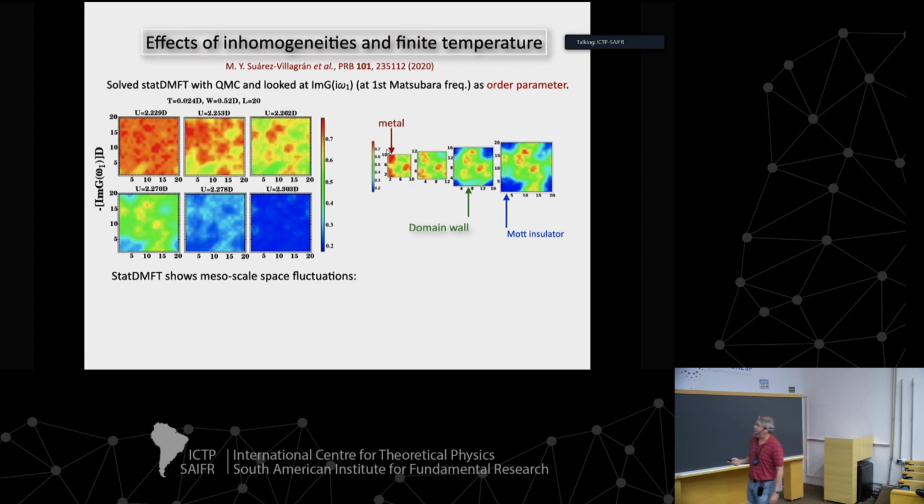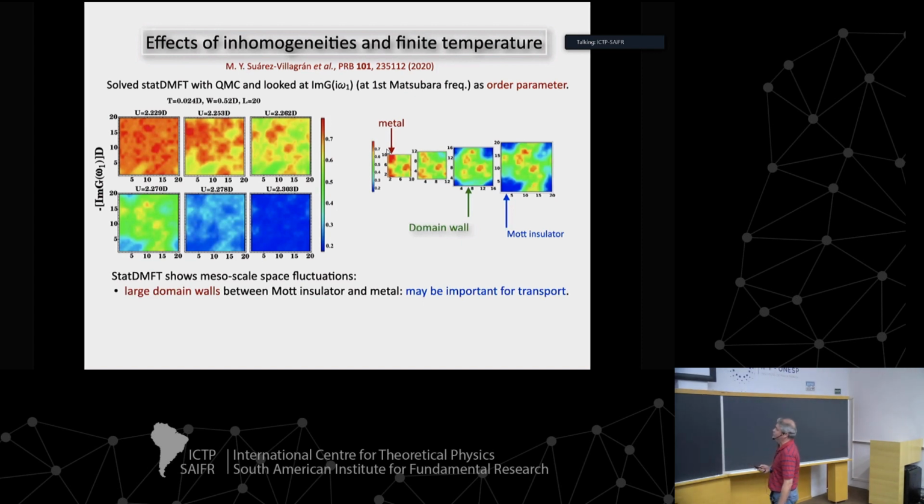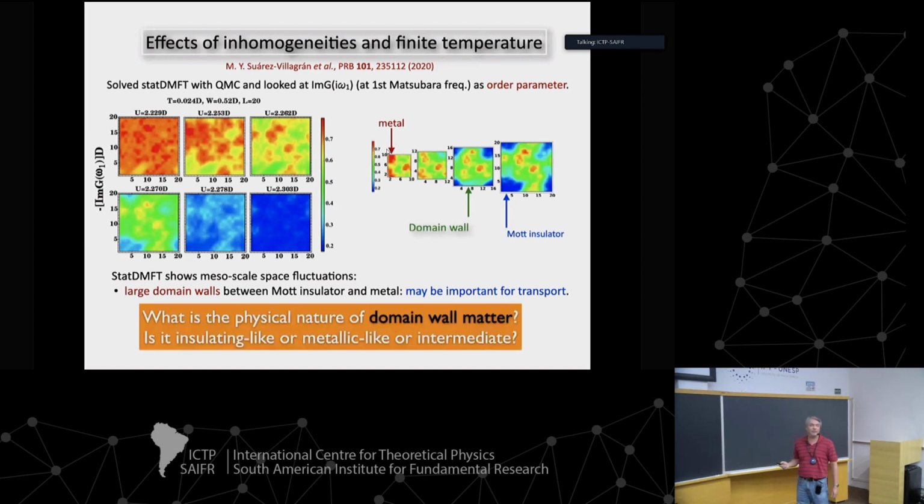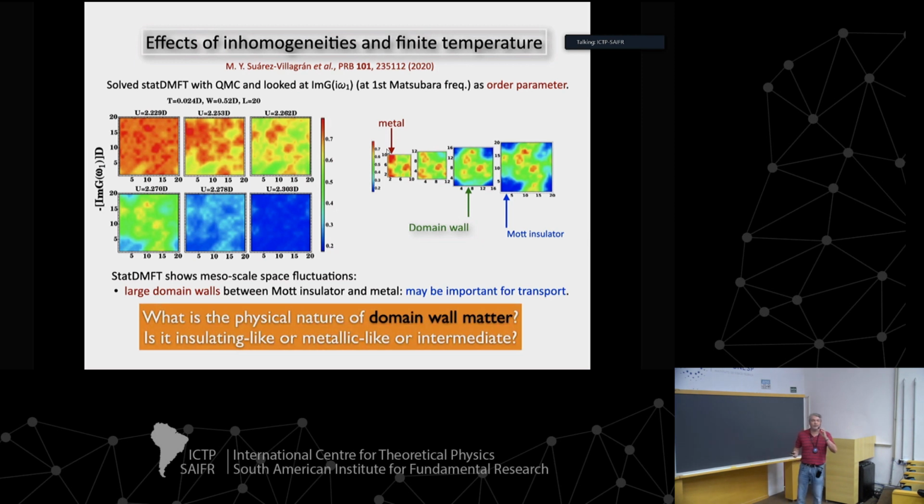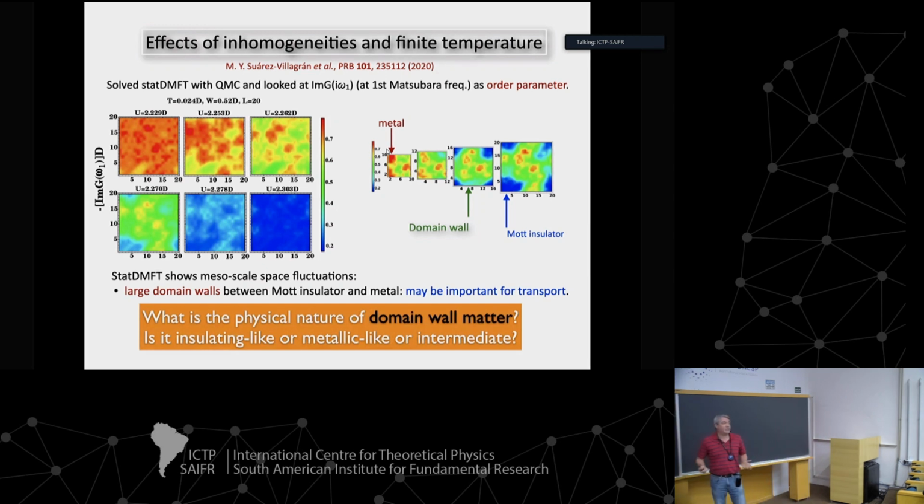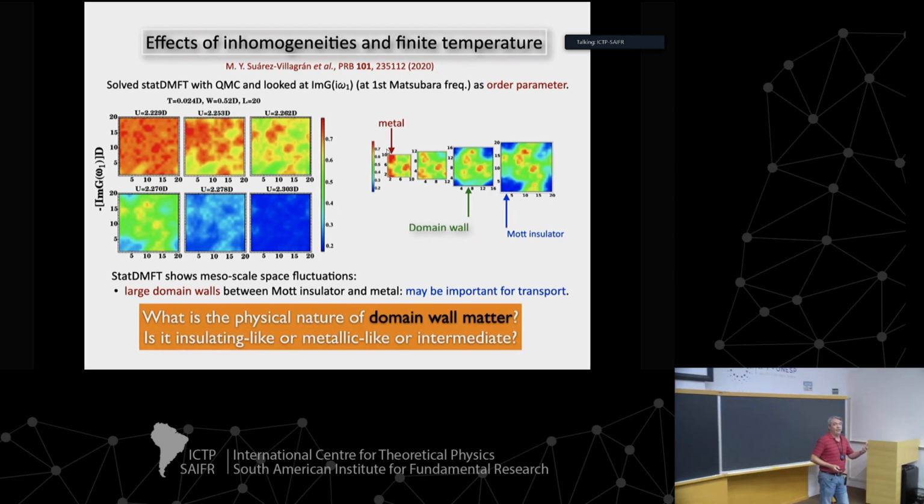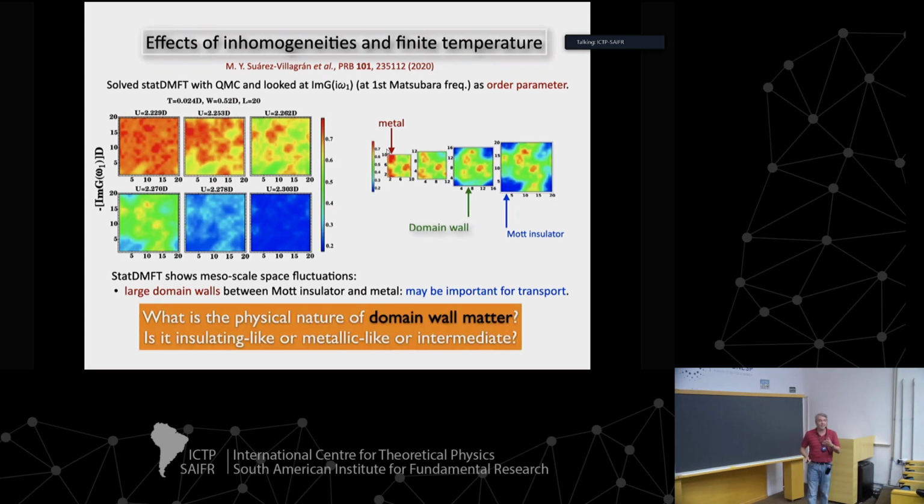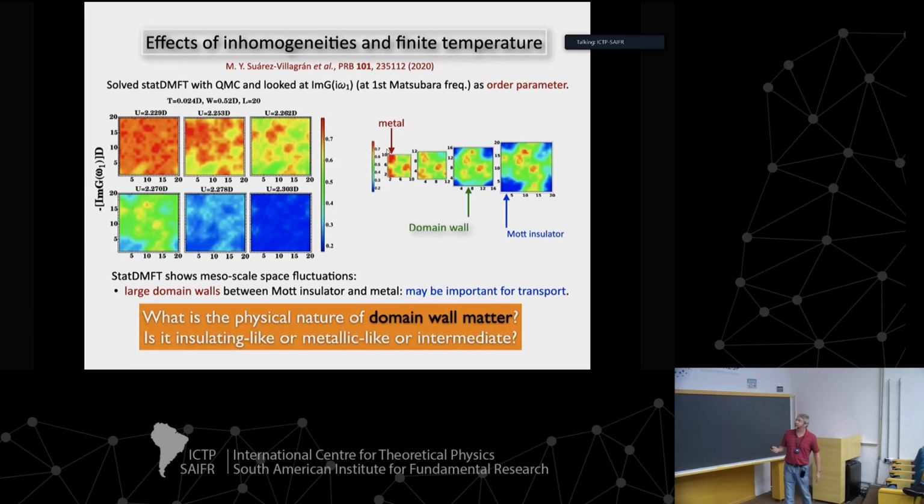So this is what I said, but the question we asked ourselves is, what is the nature of the fermionic problem when you are deep inside the domain wall? We know what to expect from the Mott insulator, roughly at least. We know what to expect in the metallic regions. The question is, what happens in the domain wall? Since they are so large, they're surely going to play a major part in the physics of the problem. So this is the question we posed ourselves.